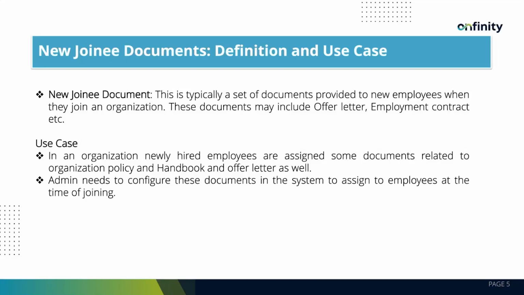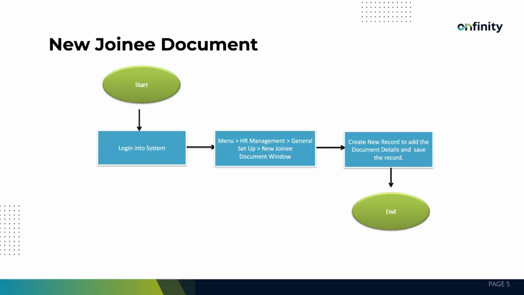In a typical scenario, when new employees are onboarded, they are assigned documents relevant to company policies, guidelines, and their employment terms. It is the administrator's responsibility to configure these documents in the system. This allows them to be assigned to employees automatically during the onboarding process. Now, let's walk through the steps to configure new Joinee documents within the system.